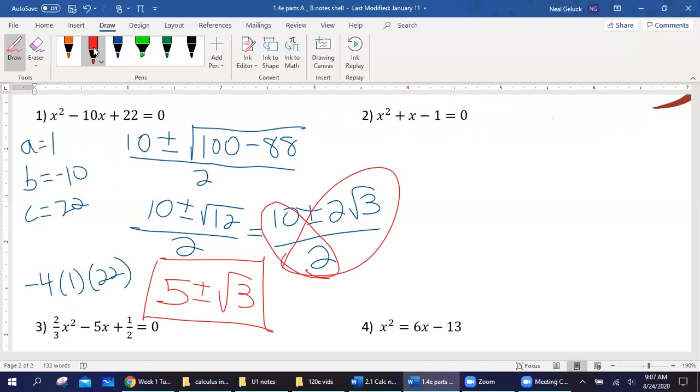Now, I could have done this problem with the completing the square that we talked about in the last lesson, but again, a lot of times students like to default to the quadratic formula, which is fine.